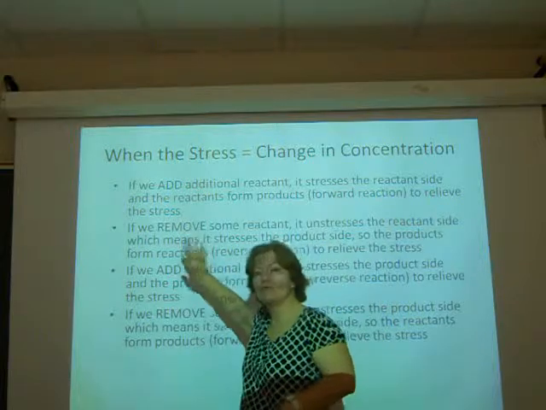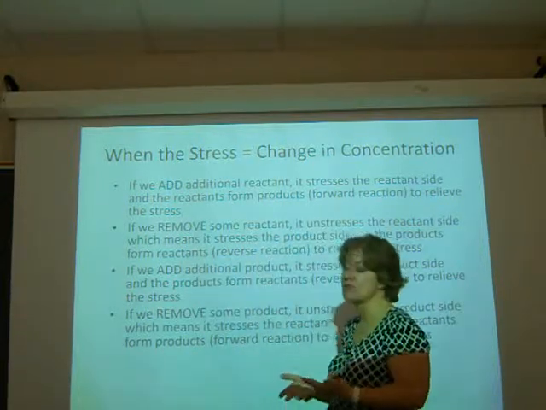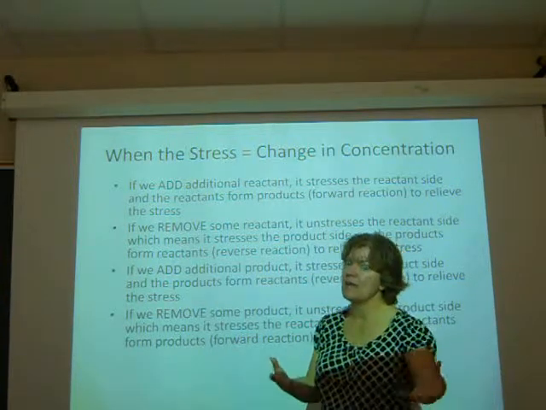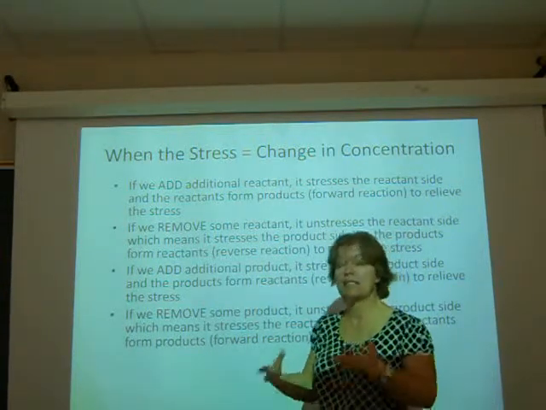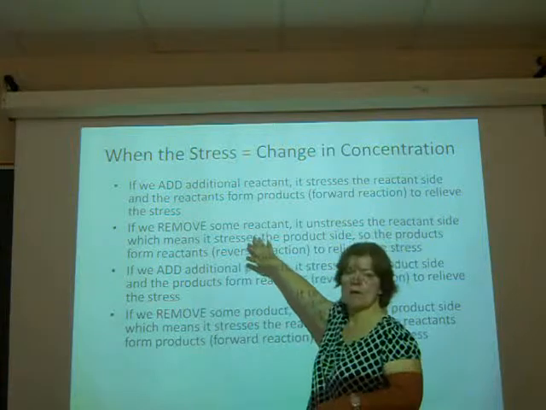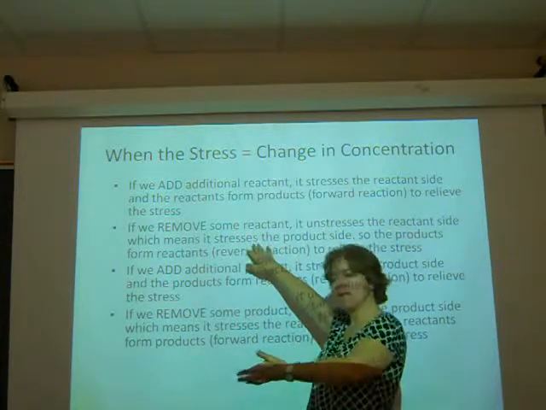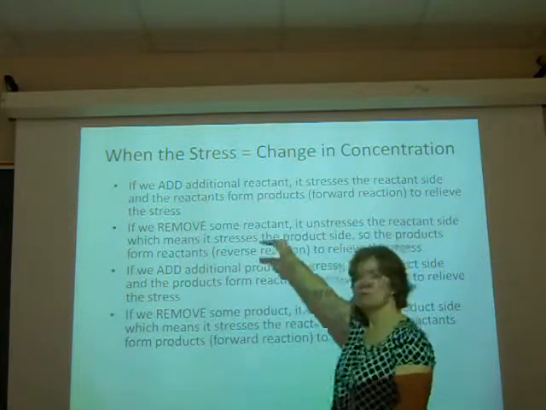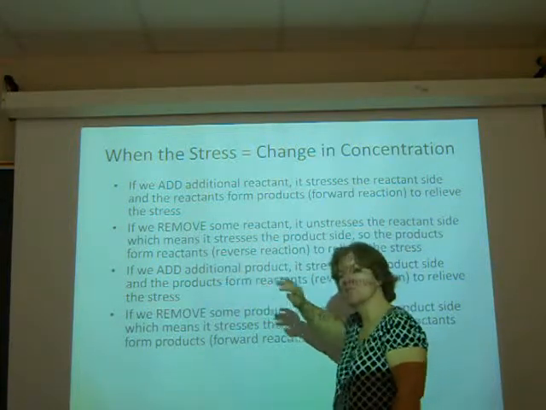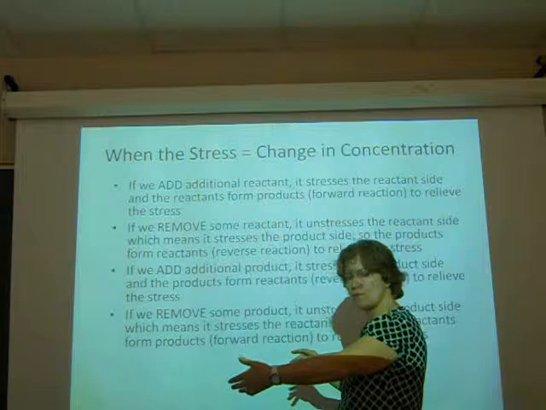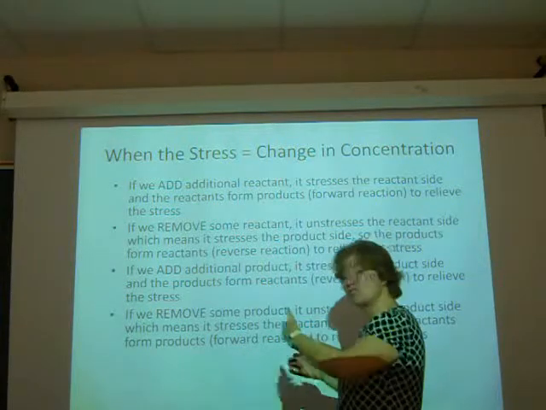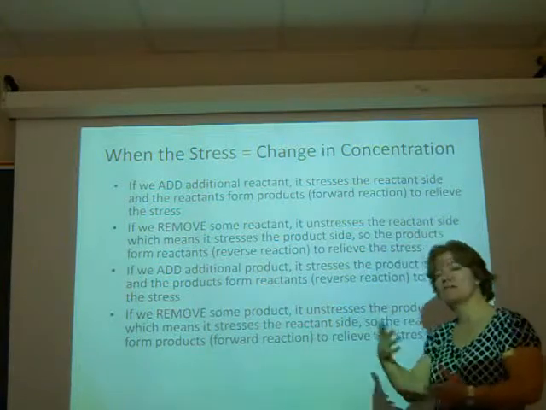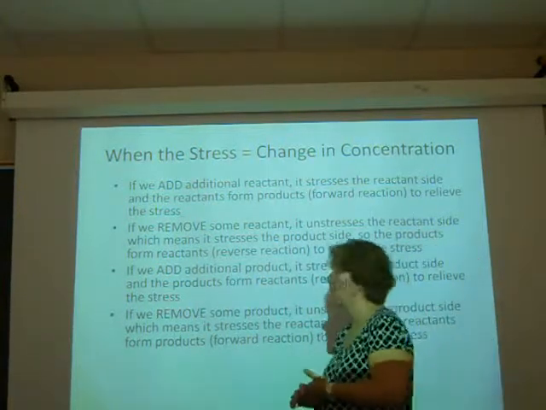If we remove some of the reactant, and there are a lot of ways I can remove reactant, one way is that I can put something else in there that reacts with the reactant and eats it up. If I remove some reactant, then the stress side is the product side. So it will react in a reverse reaction, or shift towards reactants. It will shift to the left to relieve the stress, and it will end up forming more reactants.